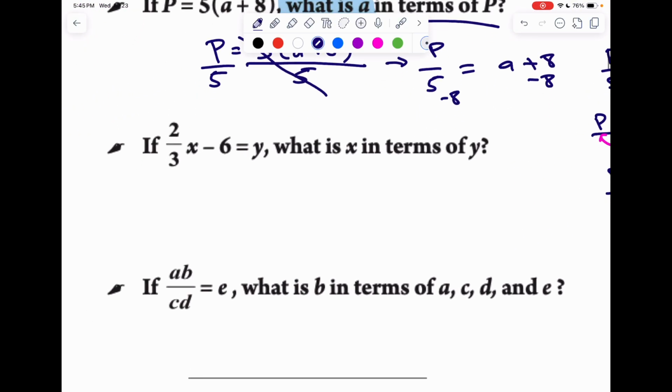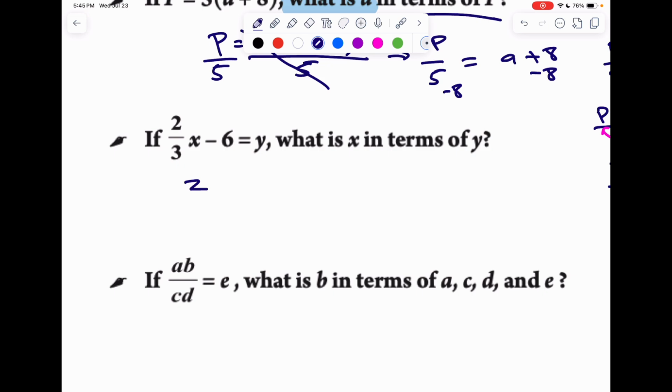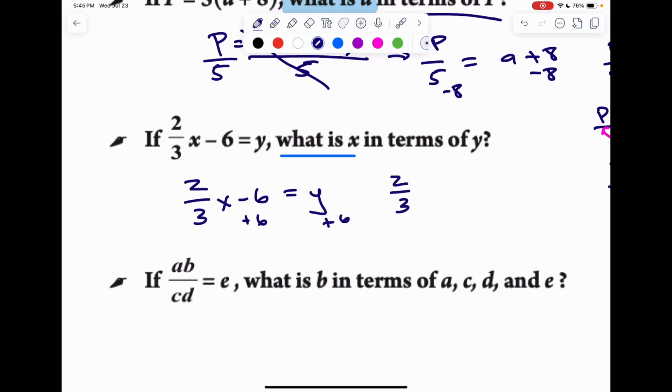All right, let's look at our next guy. If 2 over 3 times x minus 6 equals y, what is x in terms of y? We want to find out what x is. No big deal. We're going to have to isolate our variable term and then isolate our variable. So what is the first thing we're going to do? We're going to add 6 to both sides. And we're going to get 2 over 3 x equals y plus 6.